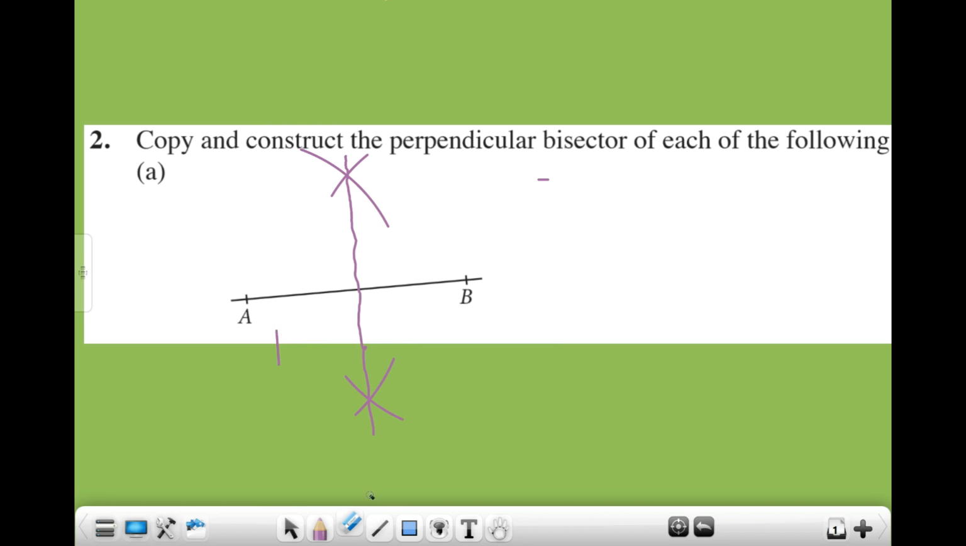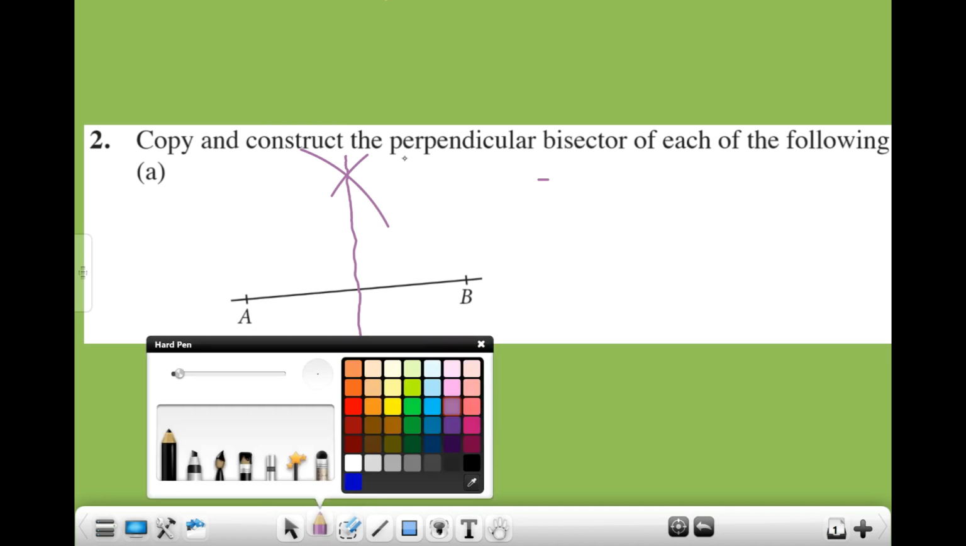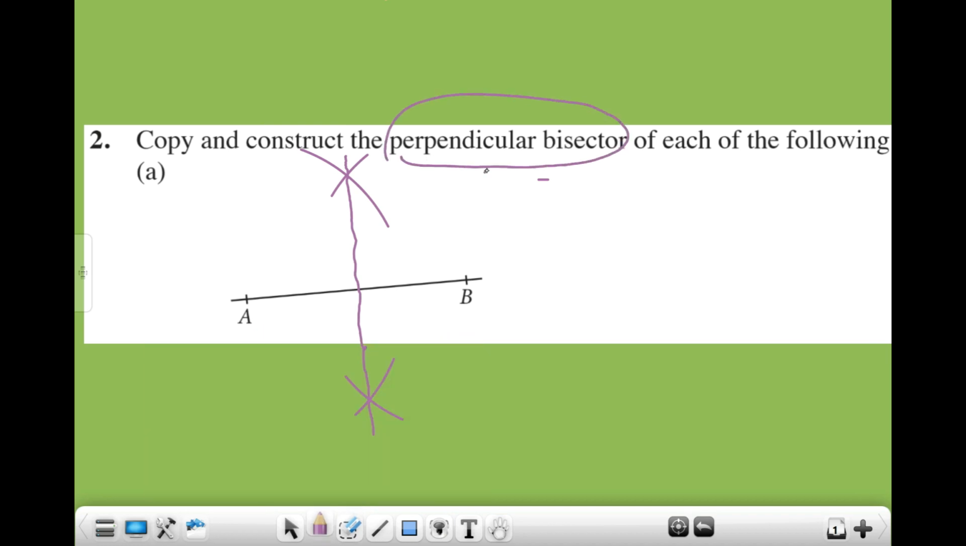Perpendicular bisector. Yes, very good. You have done the perpendicular bisector. This line is a perpendicular bisector because it divides A and B into 2 equal parts. They are having the same length. So, you have done the first one just now. What is that? Line segment. Very good. That is the line segment. And then the second one, you have done the perpendicular bisector.